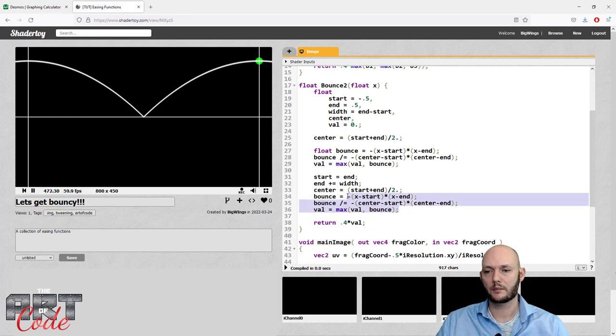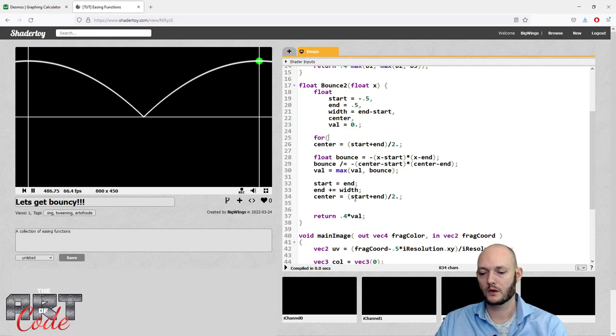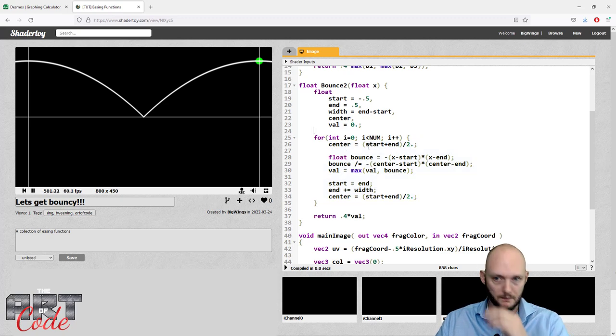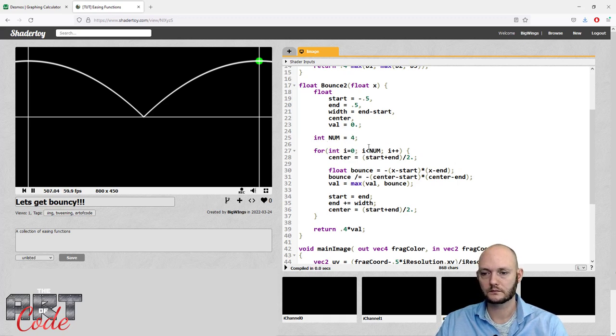So now I copied all of this extra here, but obviously we don't want to do it like that. So let me get rid of this second bounce here, and let me put this entire thing now into a loop. Okay, so I'm going to go for int i equals 0, i is smaller than some number of bounces, and then i plus plus, and that's just going to make a loop. Let me just indent all of that. And now over here, I can say int num equals, let's say, 4 bounces. And let's see if that works. Okay, so now we can't really see anything because these bounces kind of go out of the screen.